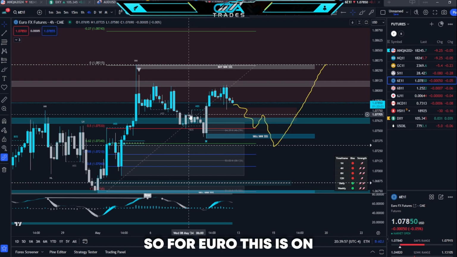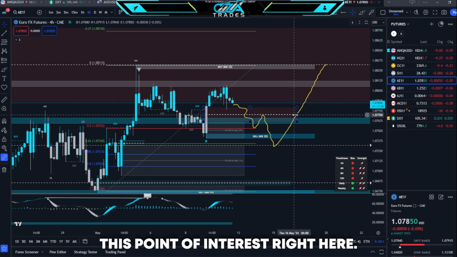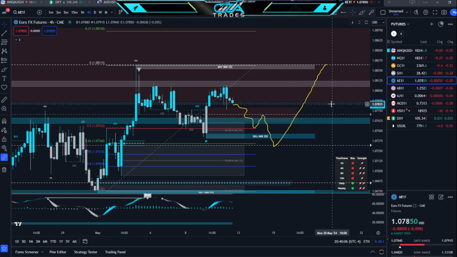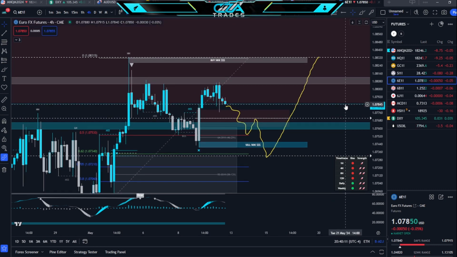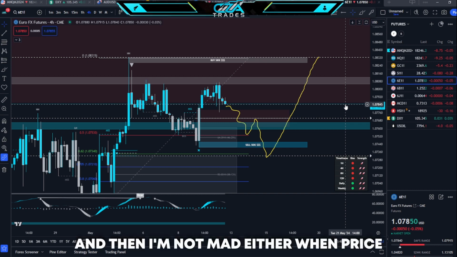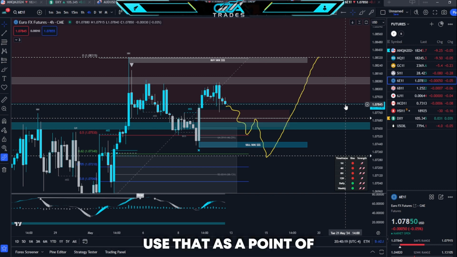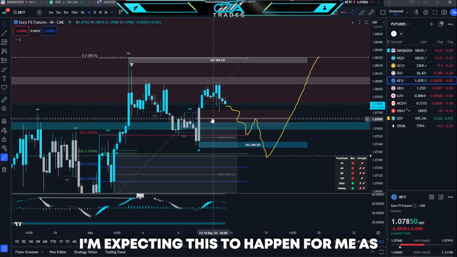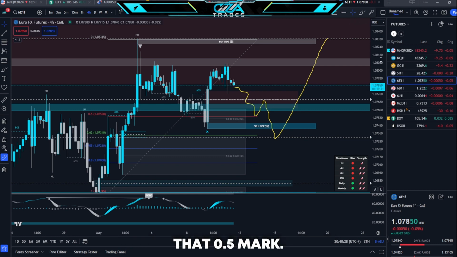So for Euro, this is on futures charts, by the way, we're looking for price action to come to this point of interest right here. All right, we're going to set an alert here. I've been using inverted fair value gaps a lot lately. I've noticed that price action respects it pretty well. And I'm not mad either when price action doesn't work out the way I want it to. If a candle closes below it, I just use that as a point of entry for a reverse position. That's pretty much what I'm expecting here as well, because we are at an extreme premium here over that 0.5 mark.